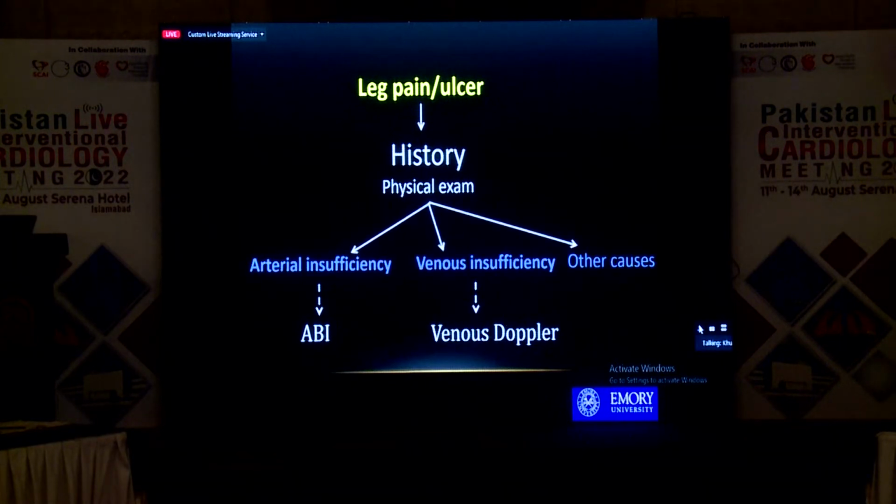I've made this very simple for people. When patients come to you with leg discomfort or ulcer, then most of your diagnosis will be based on history. 95% of the time, if you get a good history, you will have an idea what tests you would like to get. Physical exam can be helpful, but you want to put these patients either as arterial insufficiency, for which you will get an ABI, if it's venous insufficiency, you will get a venous Doppler, and then the other causes which are non-vascular.